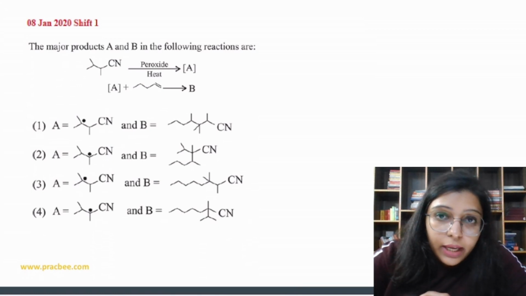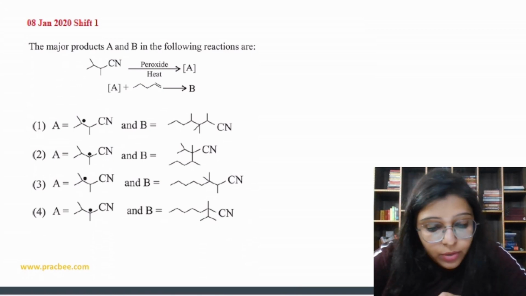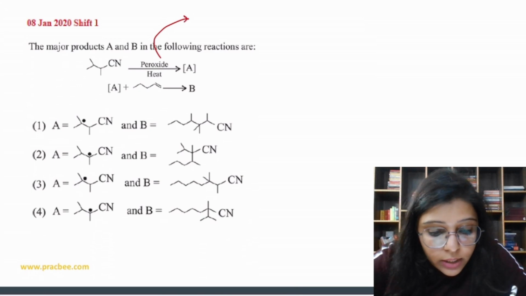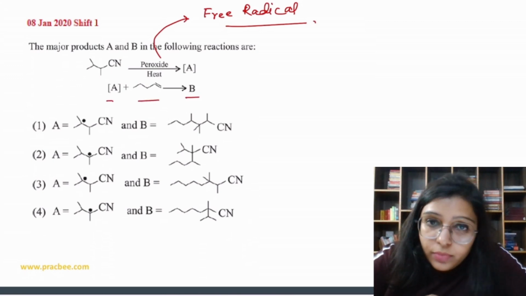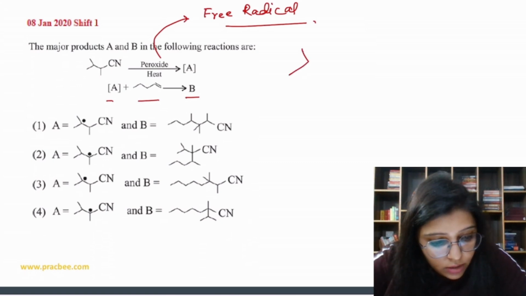The major products A and B in the following reactions are. So, peroxide and heat. It means we have to form a free radical. Then A on reaction with this, we get B. Okay. So now we have to form a free radical. So see, here we have hydrogen. Here C triple bond N.